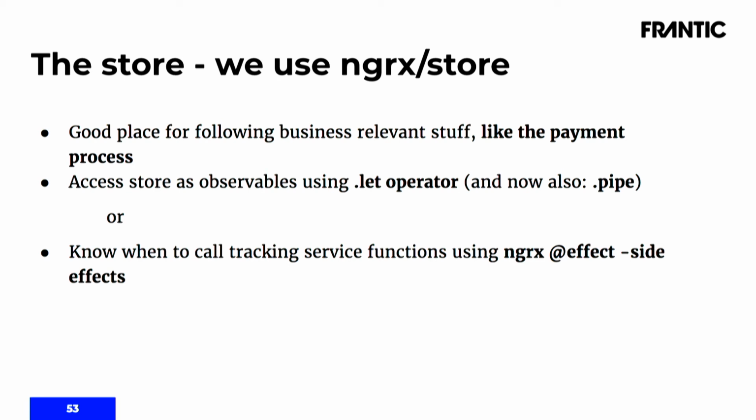Basically, you can use the let operator just like you would in any other observable flow to actually access the specific values inside the store. And that way you can know when something changes in the store and you can trigger the event again in the service.